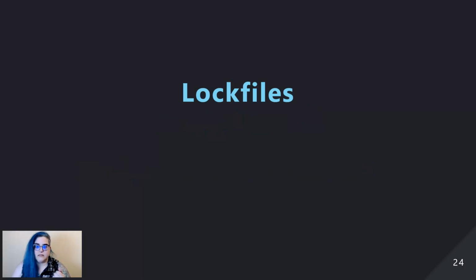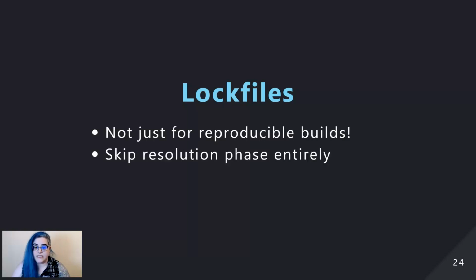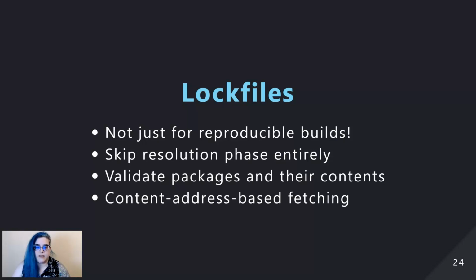Lock files. They're still all the rage, and we love the reproducible builds they enable, but that's not everything they do. They let you skip the resolution phase entirely. That's really the most valuable thing for me. You can also put extra metadata in your lock files to enable things like validation or file sizes and stuff like that. Just give your package manager clues on how to do operations so it doesn't have to look up metadata every time. And finally, they enable content address based fetching. So you can put your hashes in your lock file and look things up that way. Fantastic.